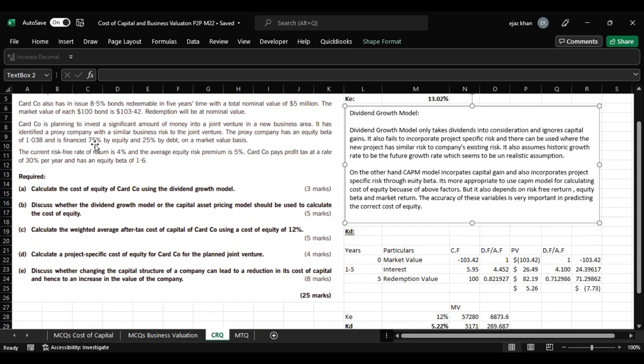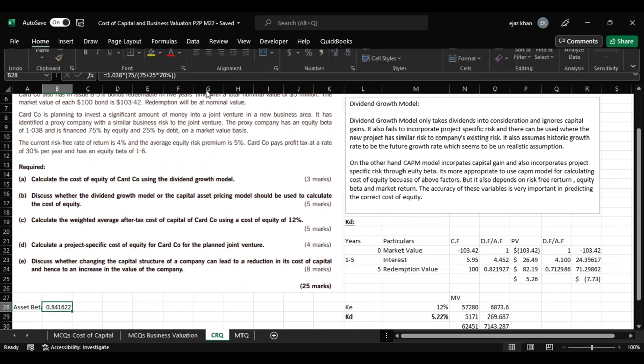So we have to use the equity beta of the proxy company, and first of all, we have to ungear this beta. We have to remove the financial risk of this proxy company and convert it into an asset beta. In order to do that, we multiply the equity beta, which is 1.038, by equity, which is 75, divided by equity, which is 75, plus debt, which is 25, after tax, which is 70%. So it's 0.841622. That's quite a big number.